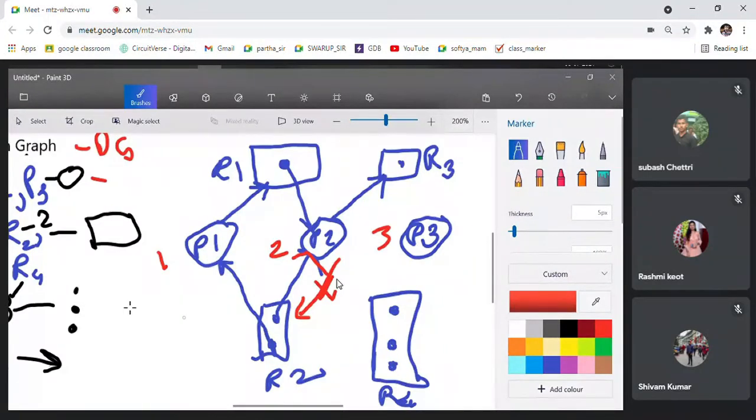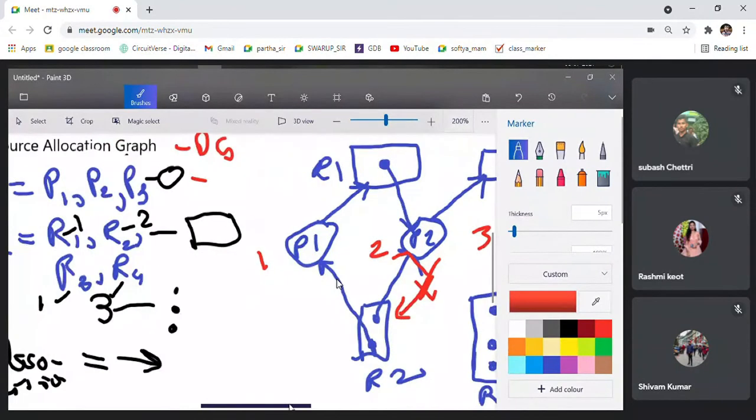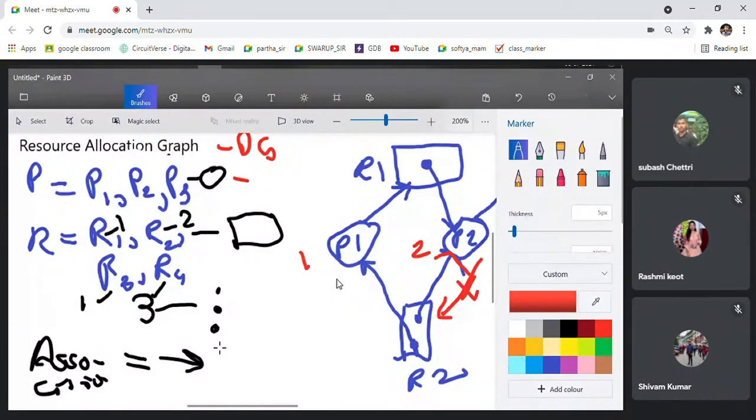Okay, so this is how a resource allocation graph is drawn. These are the different notations, and this is the purpose and definition of your resource allocation graph. Is it clear?